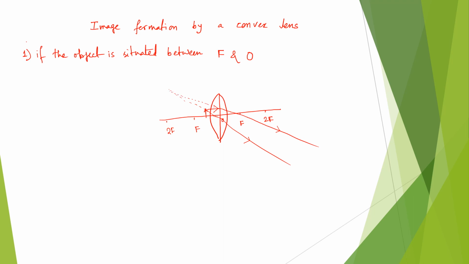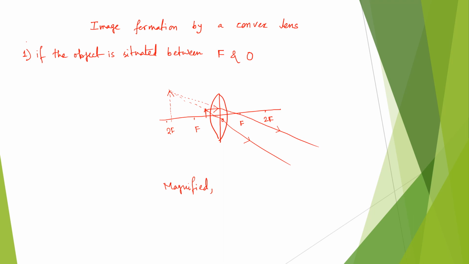The rays are diverged from each other. So if we join these rays backward, at some point these light rays will meet each other. There they will form the image of the object. So these lines are not real, these are virtual. So definitely a virtual image will form, right?